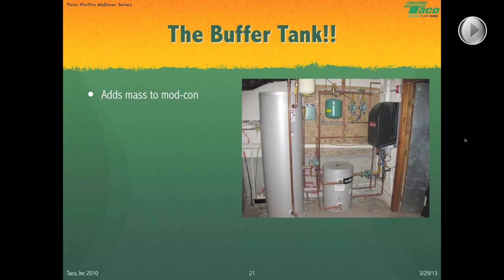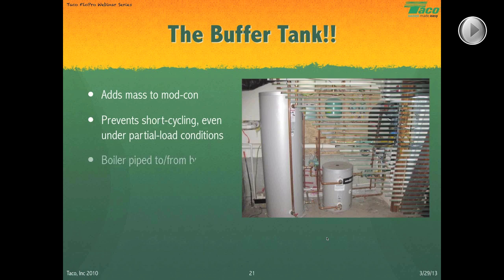We short cycled it. Okay, there's a lot of time bombs out there. Think of these as time bombs. And the buffer tank is the bomb squad. It's out there to defuse these time bombs. Okay, we prevent short cycling even under partial load conditions simply because we've added mass to the setup.